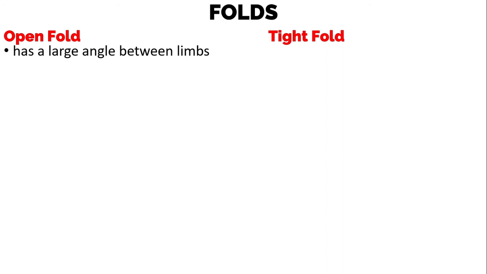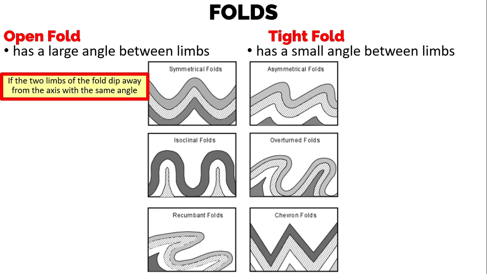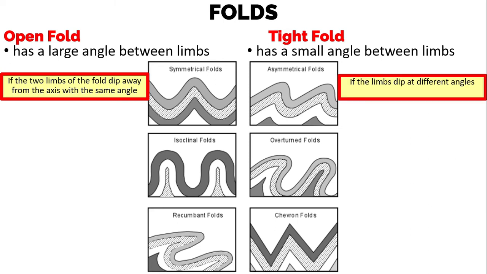Now, there are two kinds of folds, the open fold and the tight fold. So what's the difference? The difference is that open fold has a large angle between limbs. The tight fold has a small angle between limbs. This diagram shows the counterpart of each fold from the open fold and the tight fold. So symmetrical folds, if the two limbs of the fold dip away from the axis with the same angle. Asymmetrical fold, if the limbs dip at different angles.